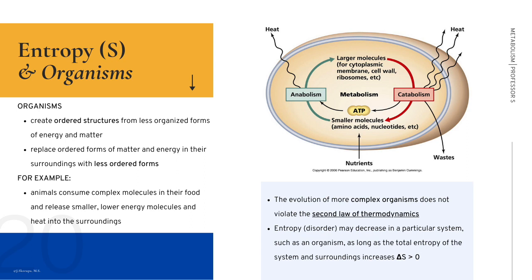Tons and tons. The organisms may be decreasing entropy to maintain their homeostasis, but they're also carrying out so many catabolic reactions to do so, which is increasing entropy. So again, the net change in entropy is still positive for organisms.